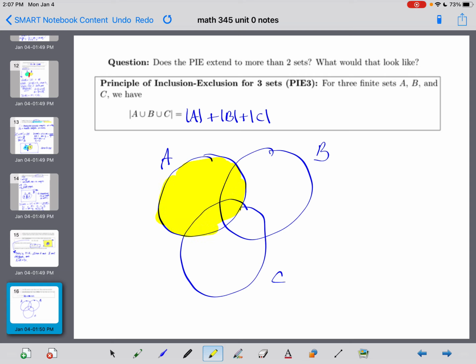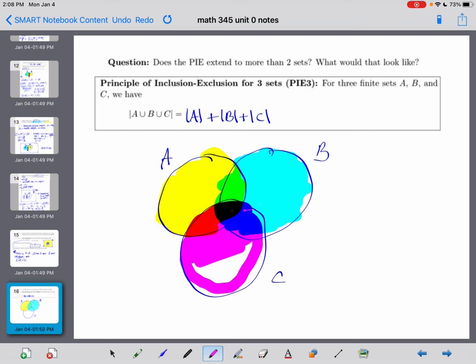If we start with the cardinality of A and then we add in the cardinality of B, already we've double counted everything that looks kind of green in this diagram, everything that's in A intersect B. And now additionally we add in C. Now we've double counted a whole bunch of stuff, everything that's in any of the overlapping areas. So we need to account for that by subtracting stuff out again.